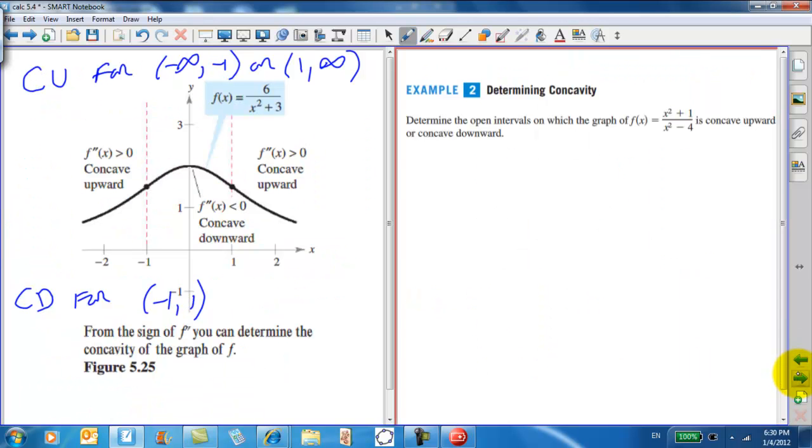Okay. Now here, example 2. Determine the open intervals on which the graph of f(x) equals (x squared plus 1) over (x squared minus 4) is concave upward or concave downward. Now, it's a lot of work to go through these derivatives, so I'm okay if you want to just use your calculator to come up with the derivative. Let's try that. Let's put this on our calculator.